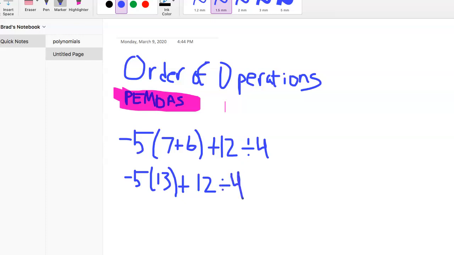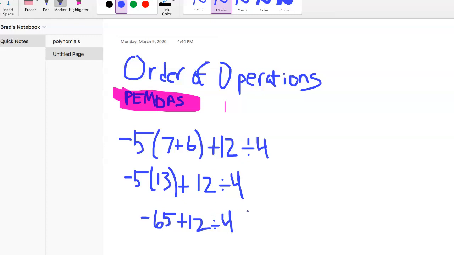Okay. So what do we do next? Exponents, right? So we don't see any exponents here, so we'll just move on to the third step, which is multiply. Okay, so we have this -5 times 13. So -5 times 13 is -65. And again, don't go fast. Take your time. People who go fast mess these things up. Plus 12 divided by 4. And what I mean by don't go fast is just do the one step that you're supposed to do and just carry all the rest of the numbers right down there.